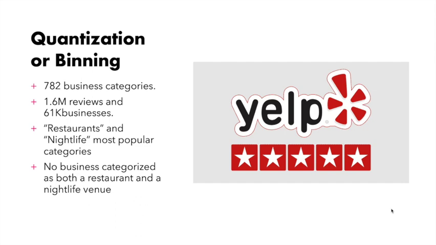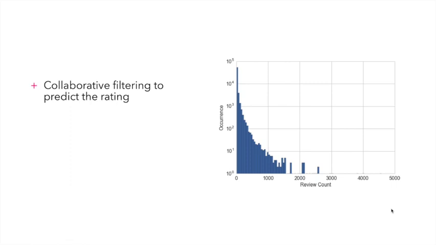Restaurants and nightlife are the most popular categories if we consider the review count. And no business is categorized as both a restaurant and a nightlife venue, so there is no overlap between these two groups of reviews. And each business has a review count. So what is the task? The task here is to use collaborative filtering, and you don't need to mind what collaborative filtering is. It's a way to build recommender systems to predict the rating that a user might give to a business.